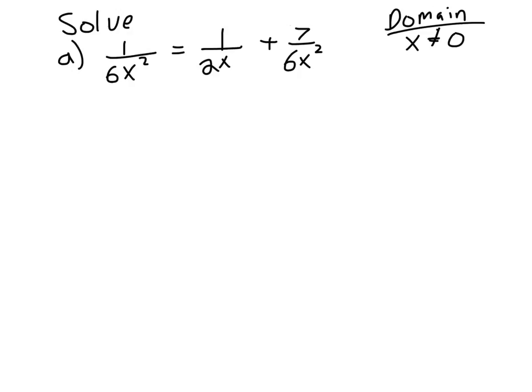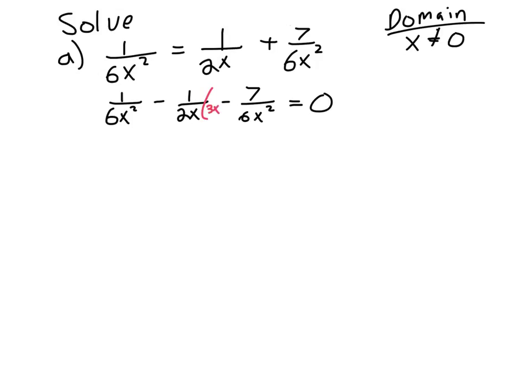First thing I always like to do is move everything over to the same side of the equation. So I'm going to subtract 1 over 2x, and then I'm also going to subtract 7 over 6x squared, equals 0. Okay, so I need to get the same thing on the bottom of all three fractions so that I can combine what's on top. So this one has 6x squared, this has 6x squared, so those two are good. I need a 6 and an x squared on the bottom of this one.